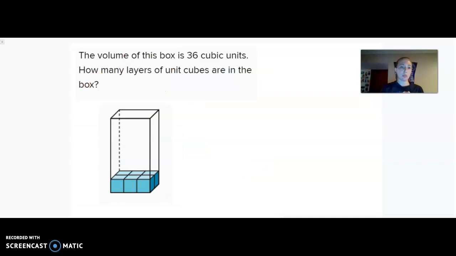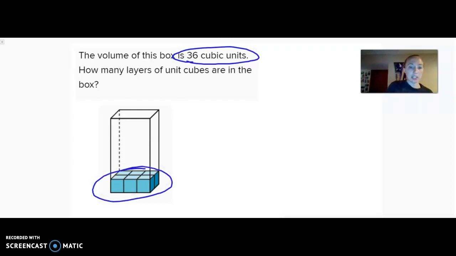All right, one last one. The volume of this box is 36 cubic units. How many layers of unit cubes are in the box? So we know the total volume. We know this bottom layer is 6. So we need to figure out, okay, how many layers do I need? Start with what I know, and then say, okay, how can I use what I know to figure it out? Well, if I had another layer, that'd be 12.